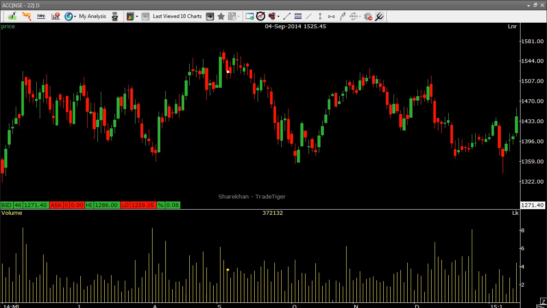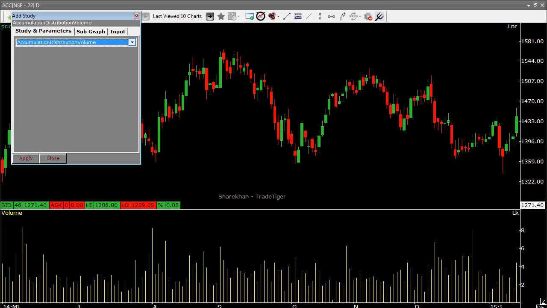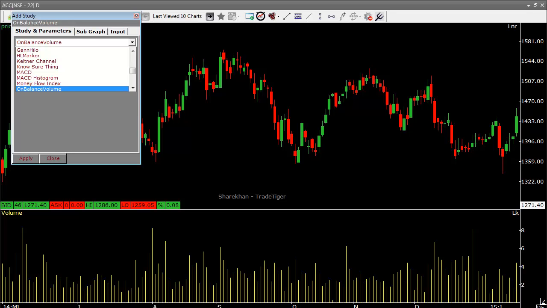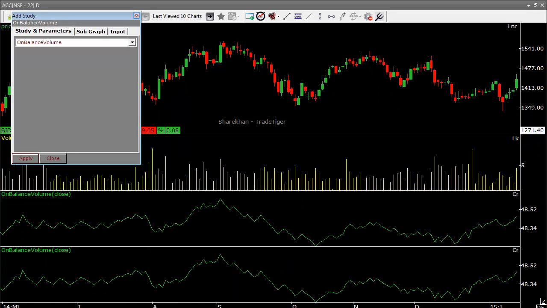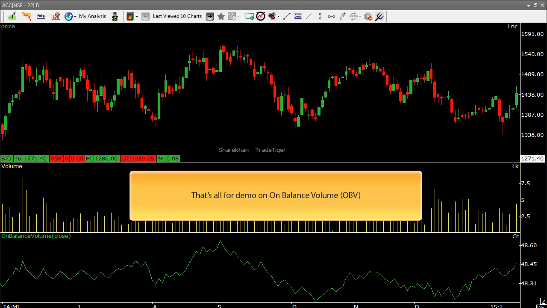So how can we apply OBV onto the charts? It's pretty simple. As we applied the previous indicators, we have to visit the study box by clicking S, select on balance volume and apply. Once applied, on balance volume opens right below the volume bars. So that was all about the on balance volume, and let us jump on to the last indicator of this demo, which is price volume trend.